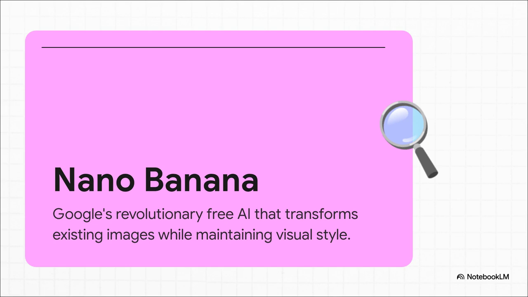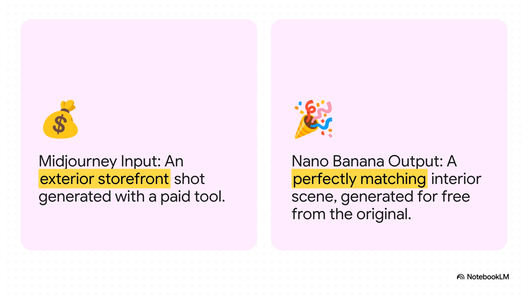So let's talk about a completely free tool called, and I just love this name, Nano. It's a total game changer from Google that lets us take our existing images and expand on them without losing that consistent style. And this is just a brilliant illustration of its power. We feed Nano the exterior shot we got from Midjourney, and we simply describe the interior we want. And the result? A perfectly matching interior scene. The style, the lighting, the color palette, it's completely seamless, even though it was generated by a totally different AI.